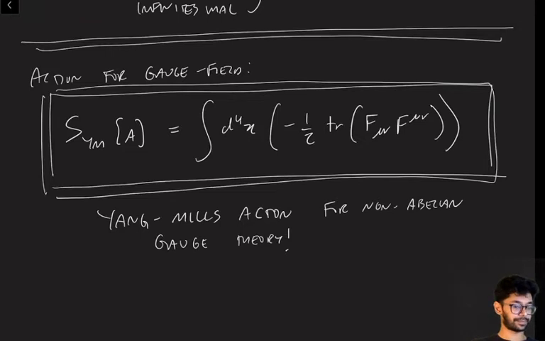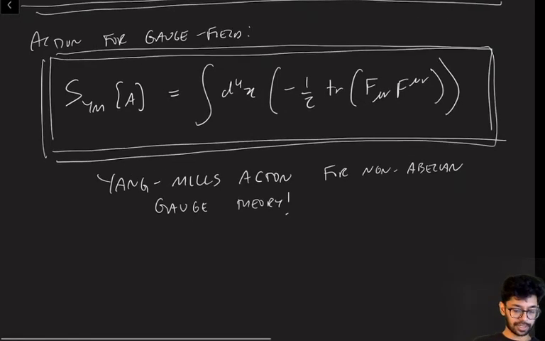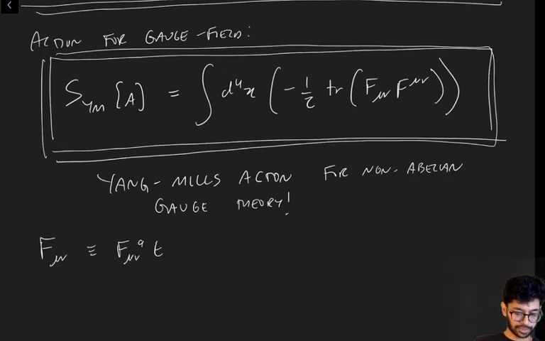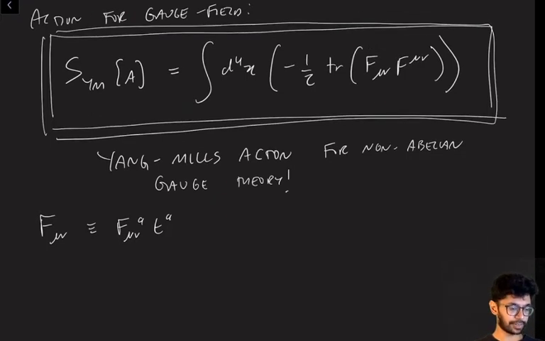Where I remind you that F with no superscript is just the sum over F_μν^a times T^a. Okay, that's it. That is the Yang-Mills action for non-abelian gauge theory. Let's check some of its properties. So first of all, let's make sure that it's gauge invariant.